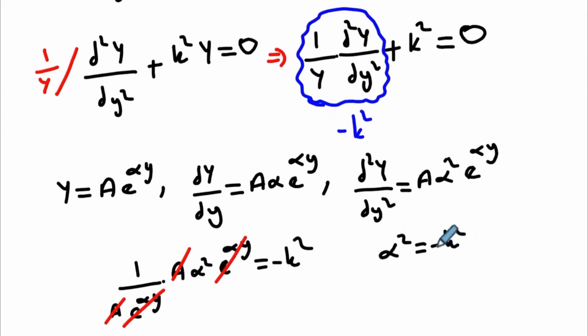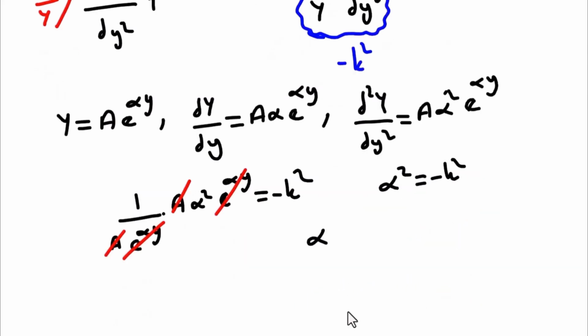Negative k squared. Now, k is the wave number, so it's a positive thing. It's something like 3, 5, or 10. Now my question is this: if alpha squared equals negative k squared, what does alpha equal? My goal is to find this. I need to find alpha. Now let me ask you this way, so you can see it better.